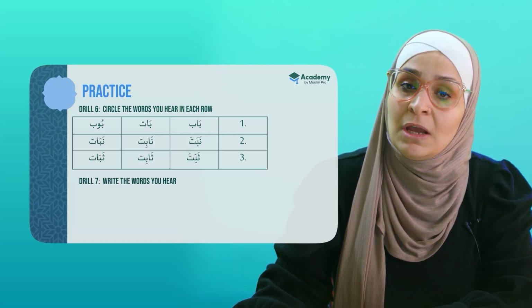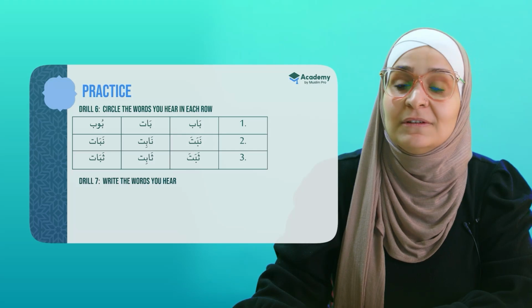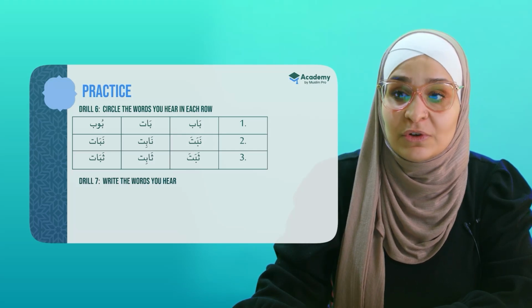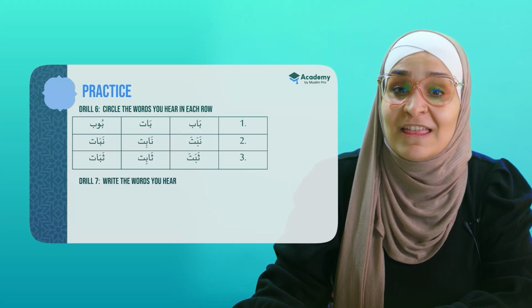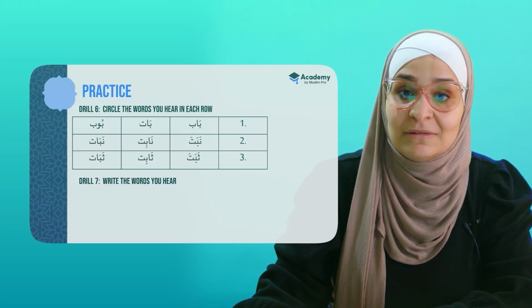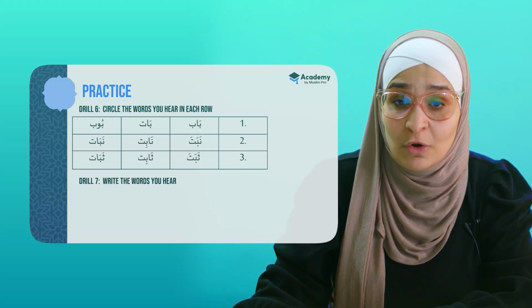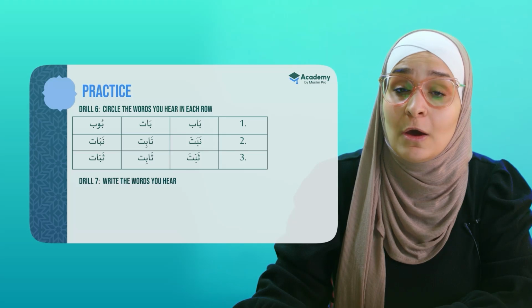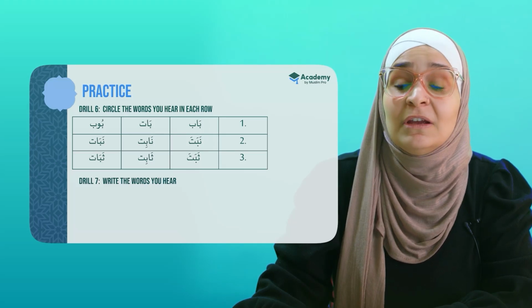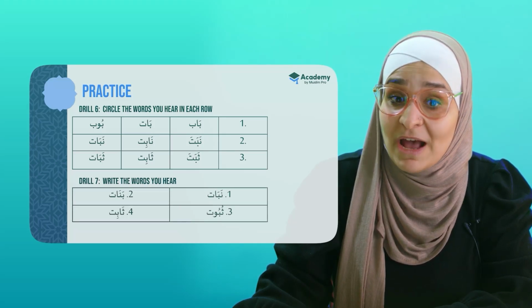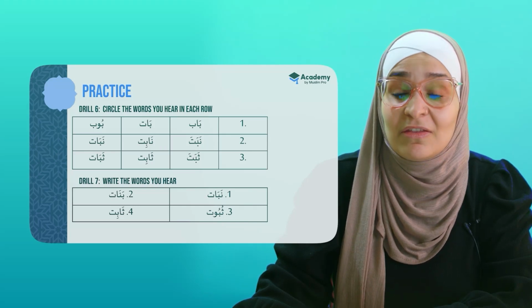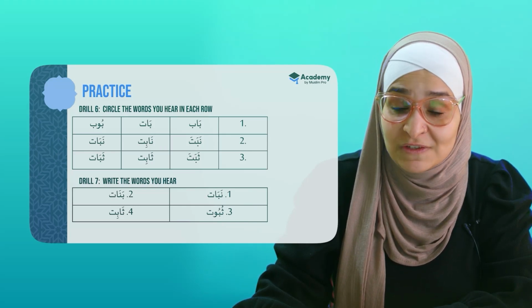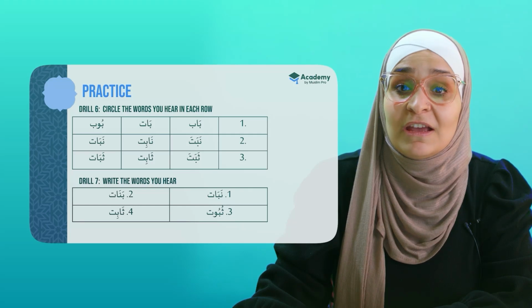Third word, thubut. And last word, ثابت. Let's have a look at these 4 words and how they should be written. So first word was nabat, second banat, third thubut, fourth ثابت.